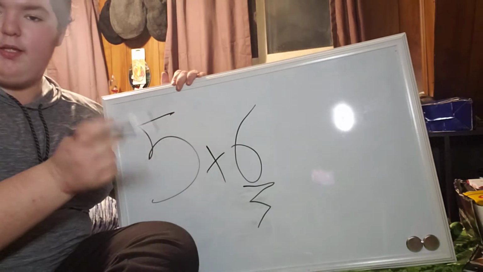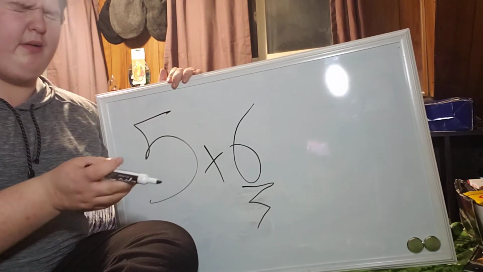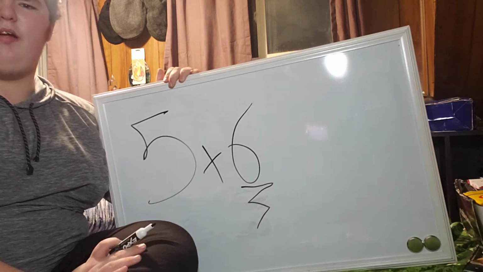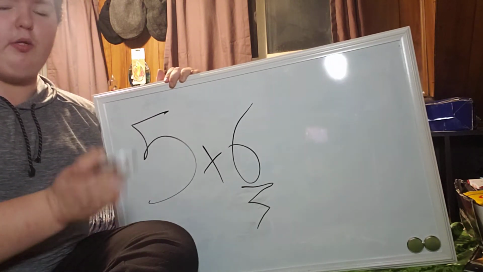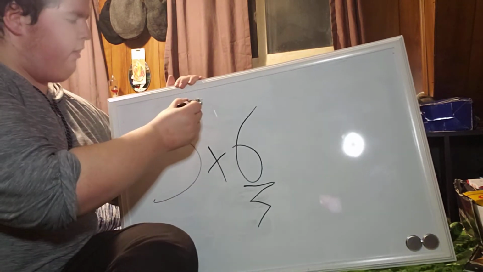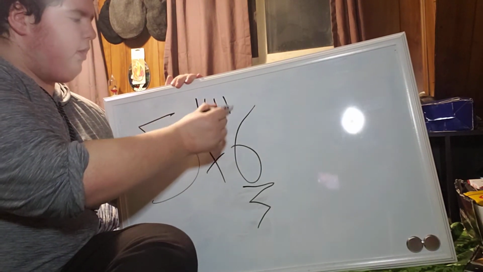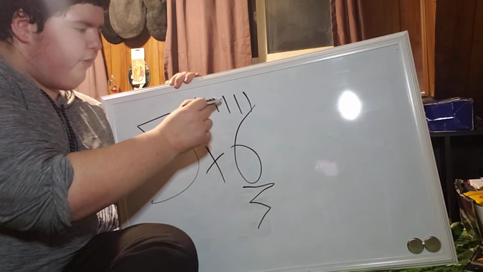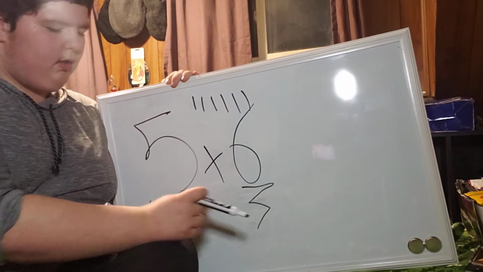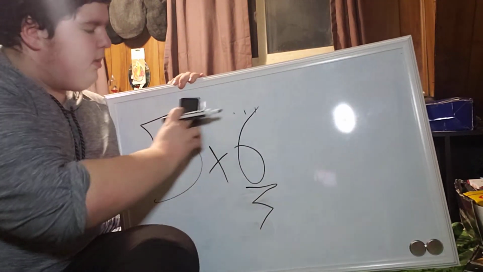So 5, 10, 15, 20, 25, 30. Because look, you did 5, 10, 15, 20, 25, 30, which is 1, 2, 3, 4, 5, 6. You could have just used tallies, but still.